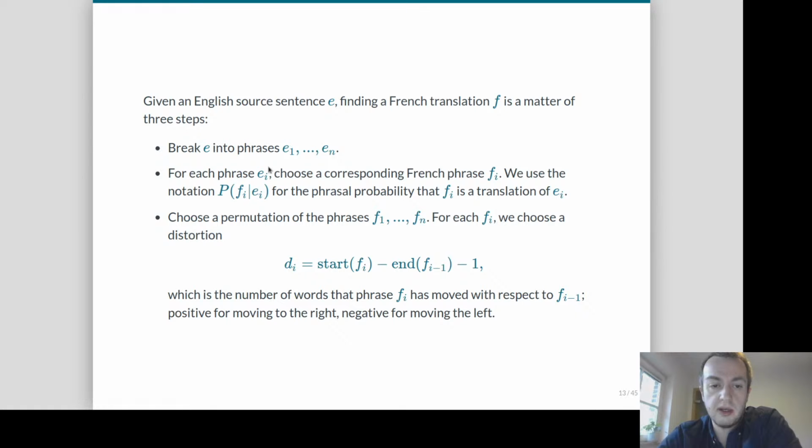And to do that, we'll base our choice on the phrasal probability, which we'll have to learn or to define or to estimate in some way, between the phrase Fi and the phrase Ei, right? So we'll use the notation P(Fi | Ei) to denote this phrasal probability, which you should just interpret as the probability that the phrase Fi is indeed a translation of the phrase Ei.